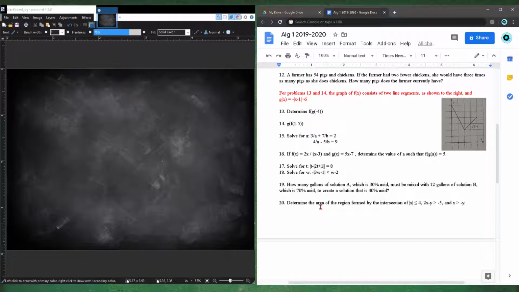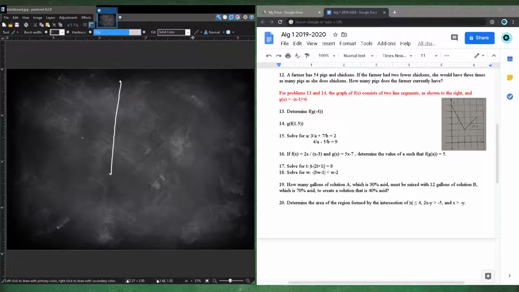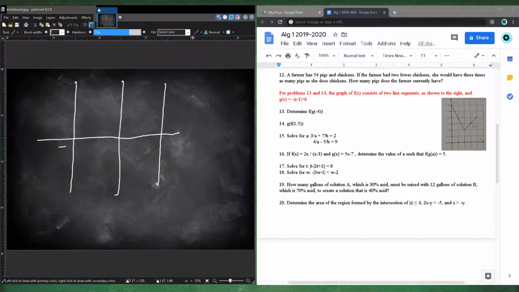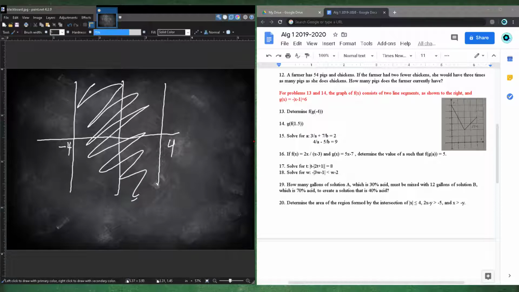Absolute value of x is less than or equal to 4. Okay, so let's draw a rough graph so we can get a visual look at this. Let's say that's negative 4 and that's 4. If it's the absolute value of x less than these numbers, that means it's all the numbers in between. So that's our shaded region for now.